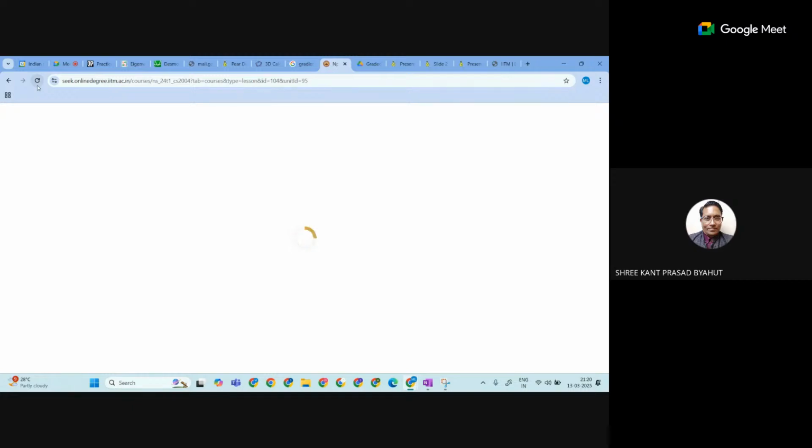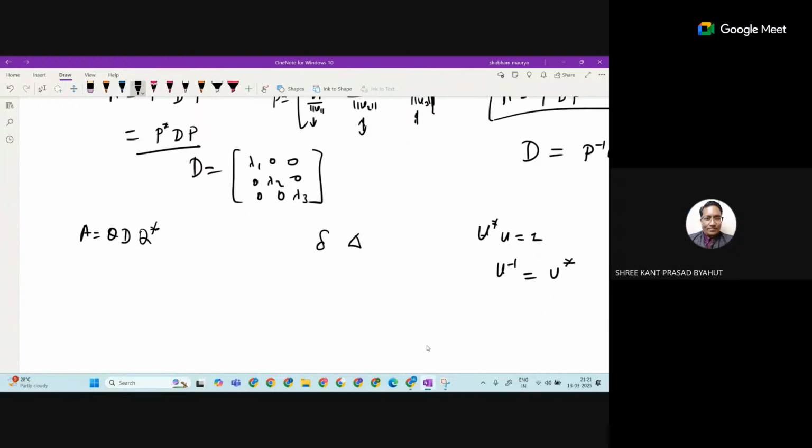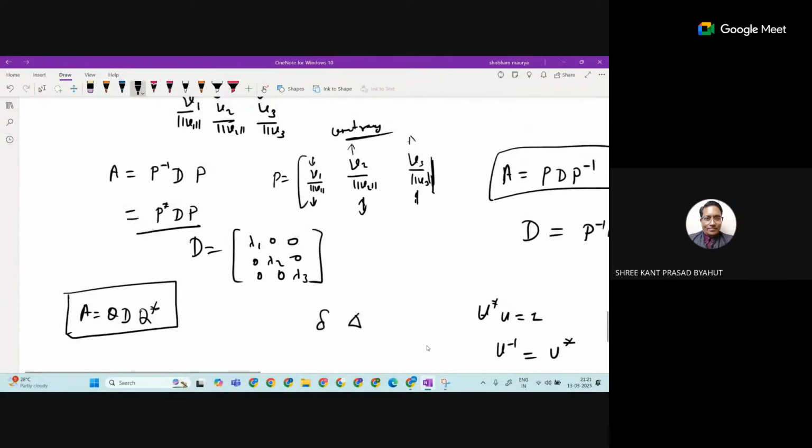It is mentioned that a matrix A is unitarily diagonalizable if there exists a unitary matrix U such that A is equal to U delta U star, where delta is a diagonal matrix. Definition is that. A is Q D Q star, which is the same thing. But what you wrote, A is equal to P star D P, is it the same or different? Yes, it is correct. This is also correct.